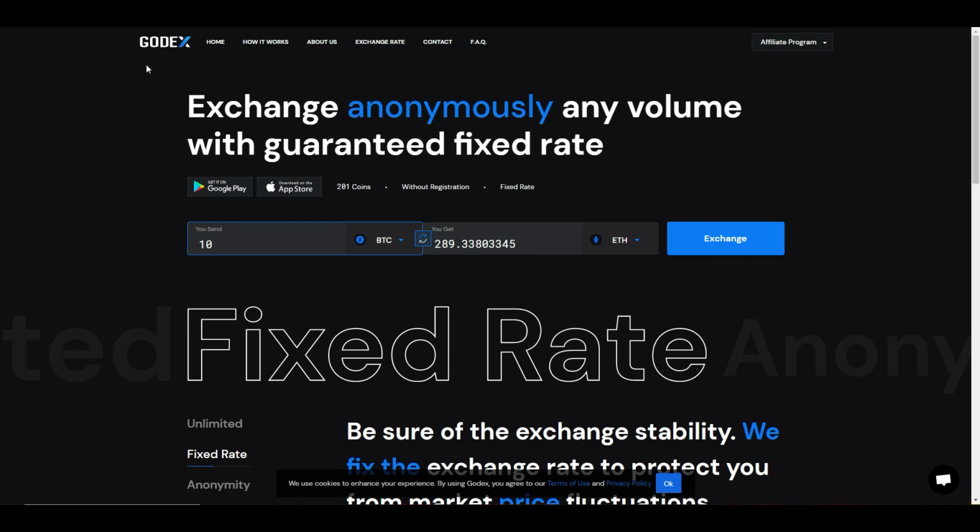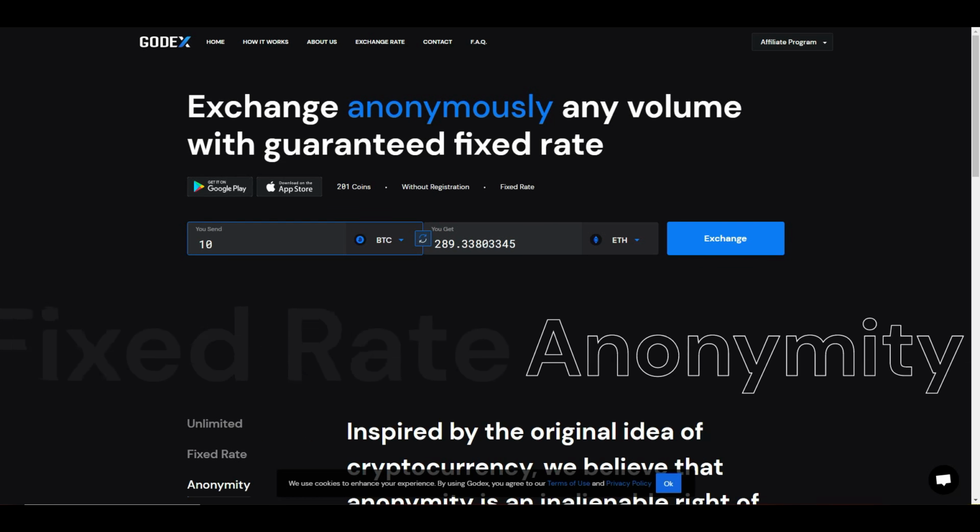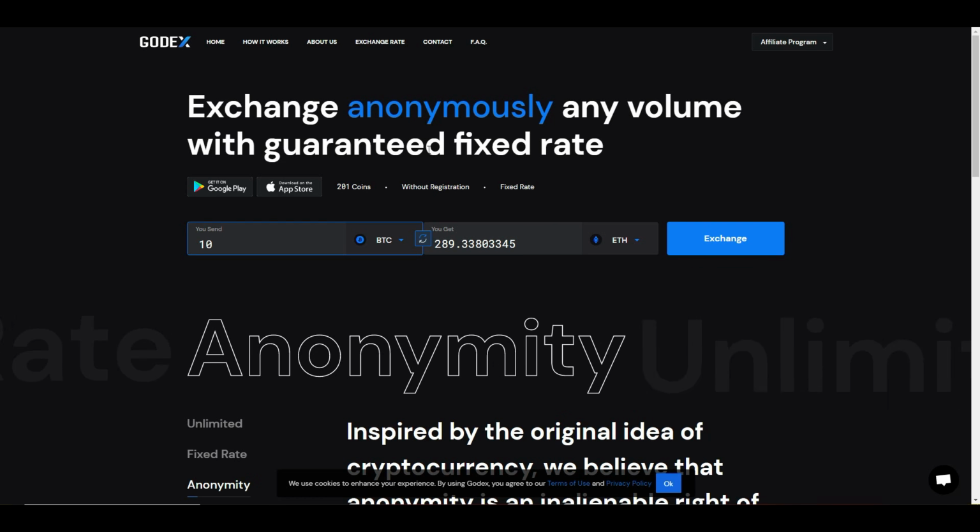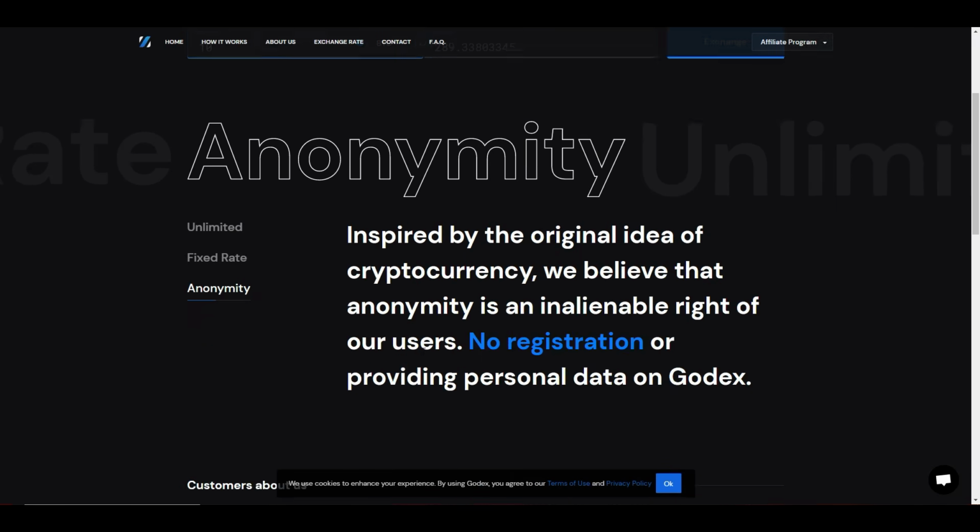Today we're here with Godex.io. You see it here, guys. This is one of those exchanges with a lot of benefits. You can see it here: exchange anonymously, any volume, with any guaranteed fixed rate. And that's what it's all about, guys, being able to do this anonymously.